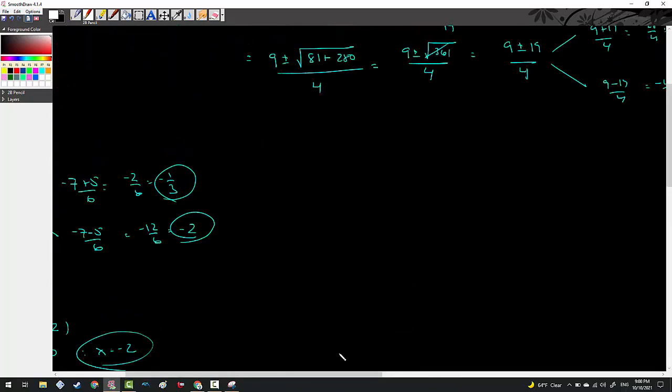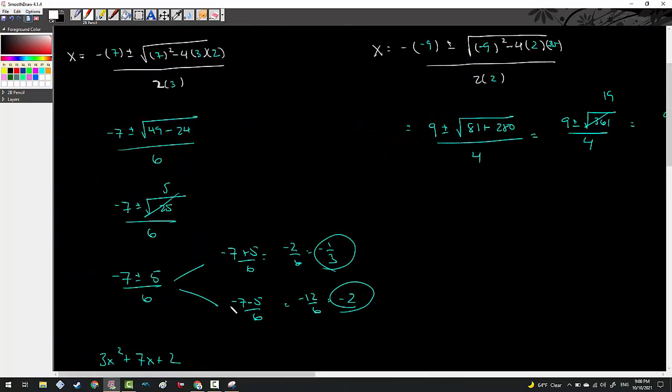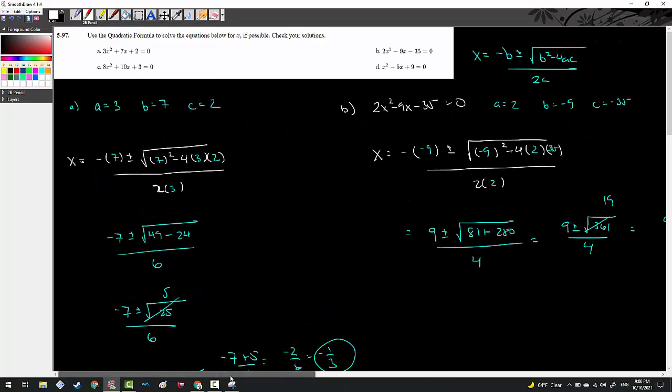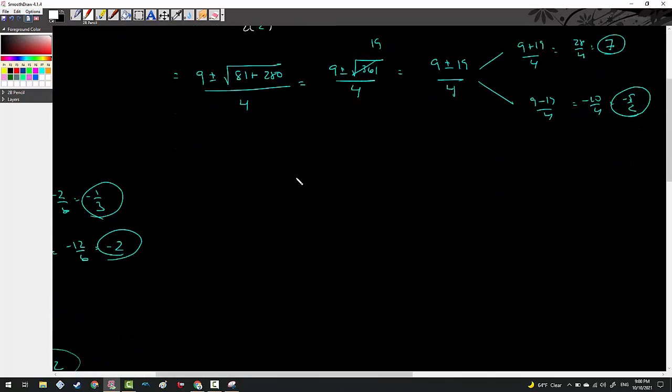So let's go and take a look at the last one. I believe it's 5x, negative 5x and positive 9. So in the last one here, x squared minus 5x plus 9 equals 0. Now, my first suspicion here is that this is not going to be factorable because I can't think of any two numbers that multiply to 9 and add to negative 5 at the same time. So I think the quadratic formula is very much appropriate for this problem.